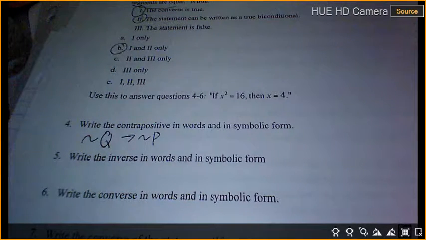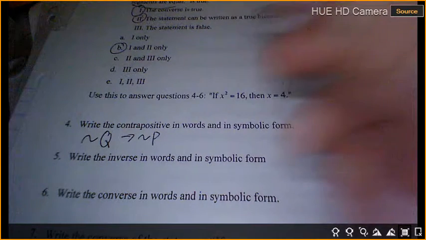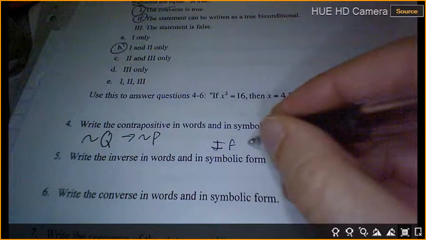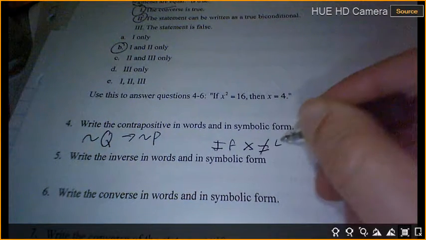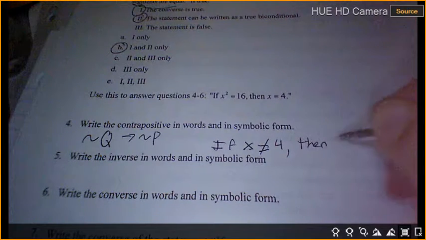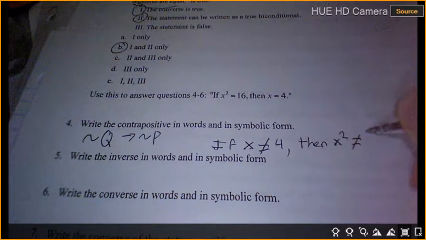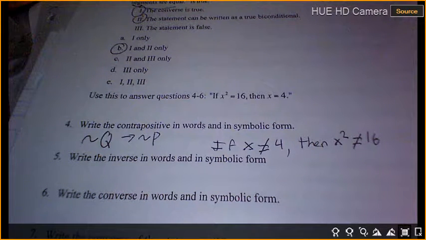Not Q to not P. You're correcting your answers right now, right? So, if x doesn't equal 4, then x squared doesn't equal 16. I flipped them and changed them from equals to not equals. You could literally write the words not and then the equal sign, or write it out. This is just a quick way to do it.